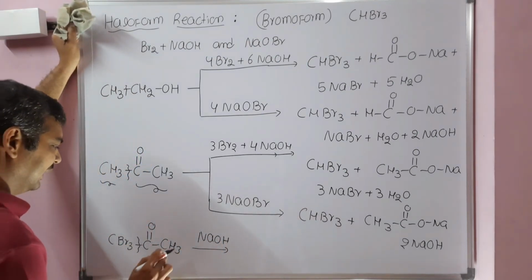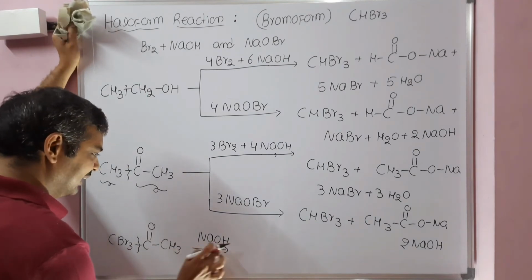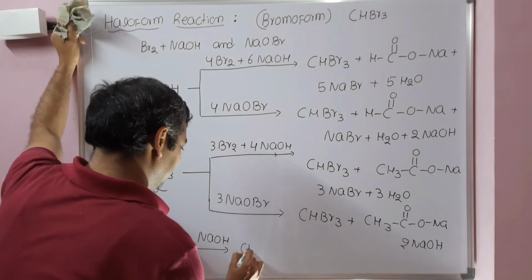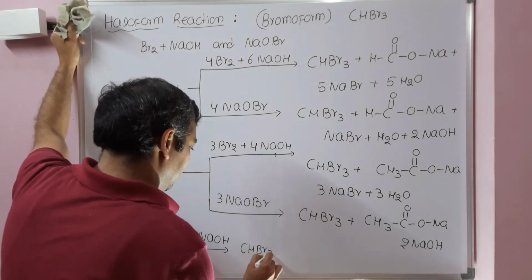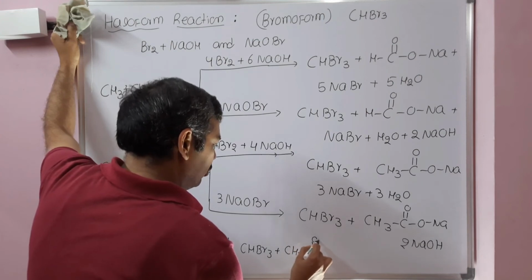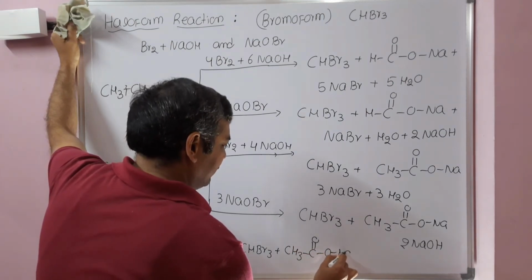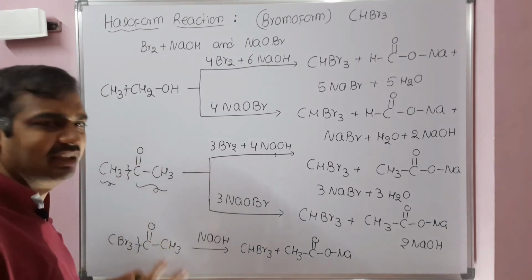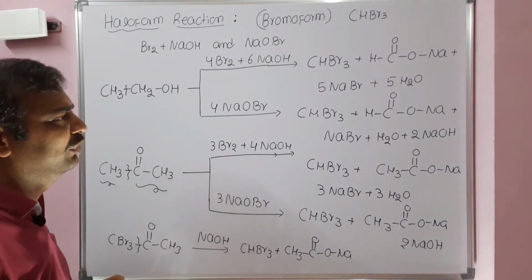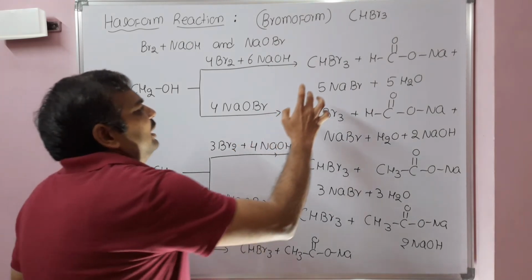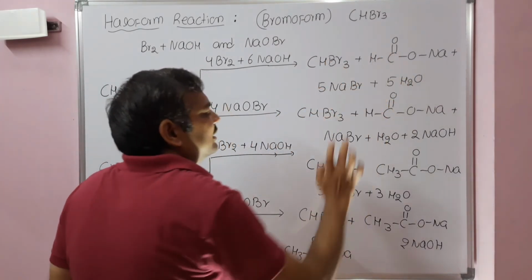This bond will be broken. CHBr3, CH3COONa. Simple reaction. CHBr3 and CH3COONa. So always we need to practice this reaction several times, then only we can write the side product. No one will ask you side products. We have to mainly focus on bromoform and the salt form.